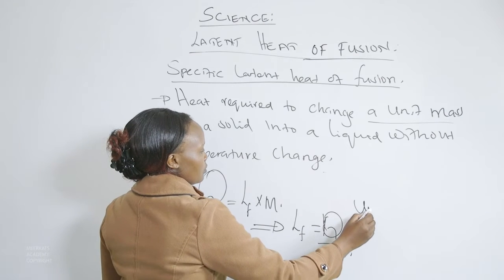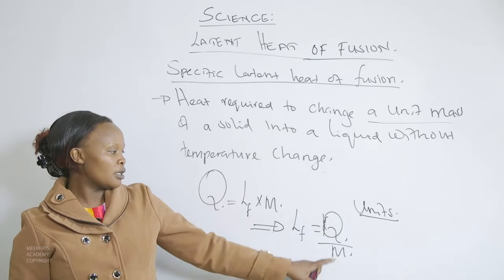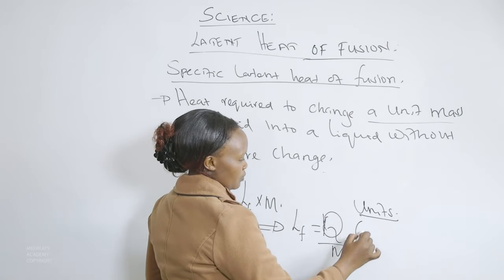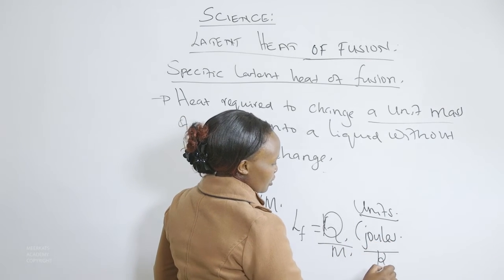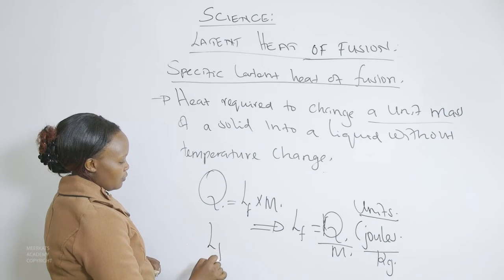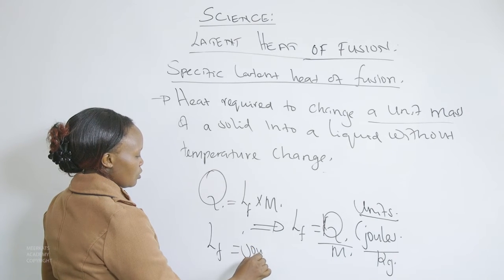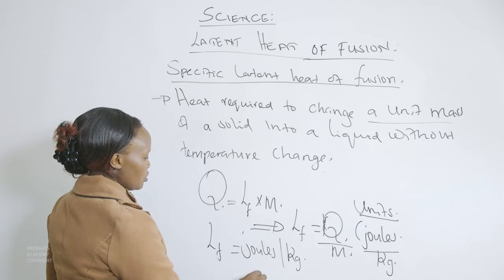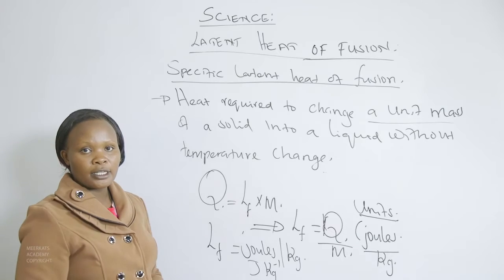Now, the units. Again, we ask ourselves, heat is measured in what units? The joules. And mass is in kilograms. Therefore, latent heat of fusion is given in joules per kilogram.